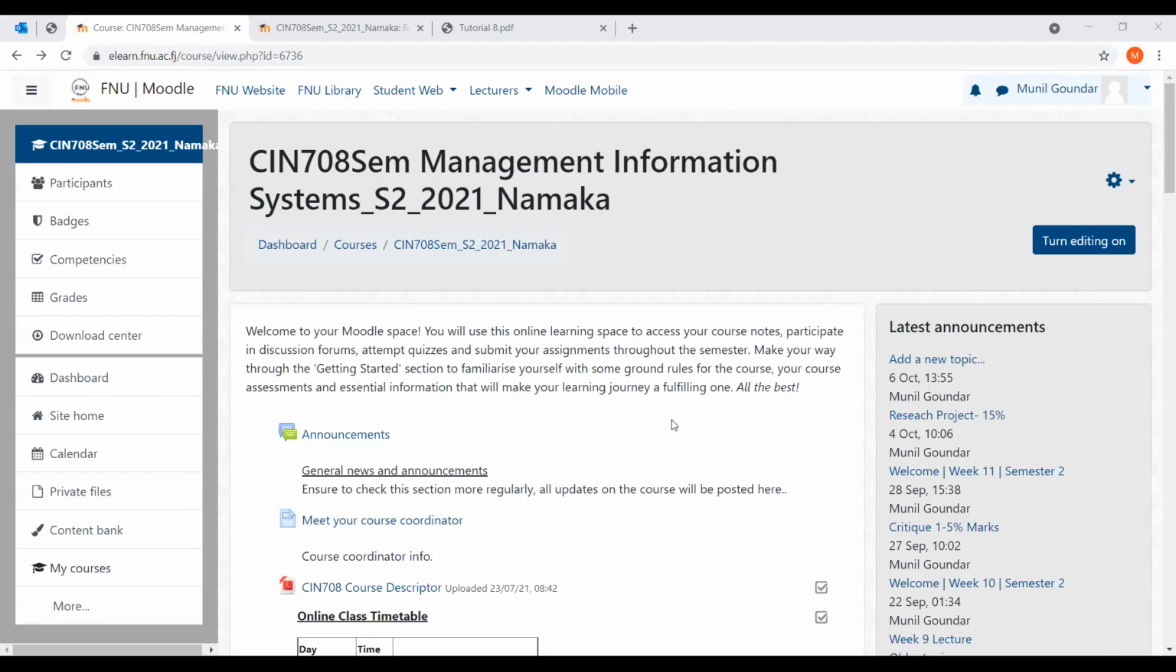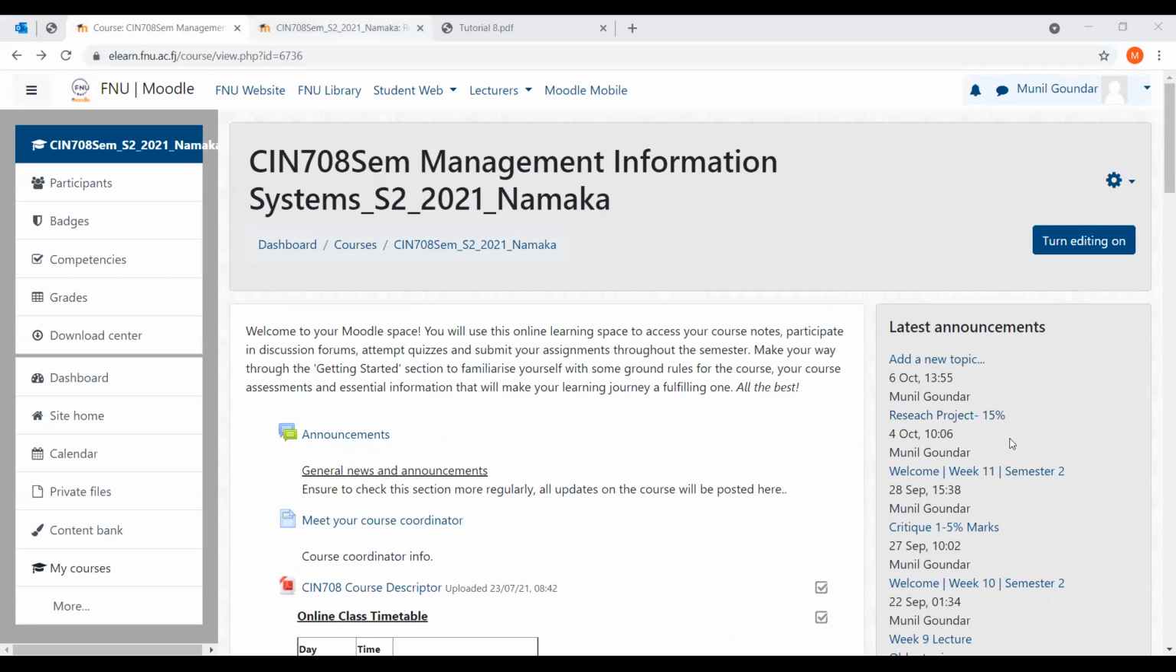Welcome to week 11's tutorial class. Just as per the advice given in our lecture class, in today's class we'll be going over our case study and critique writing in the tutorial questions. Moreover, we will also look at the research project.